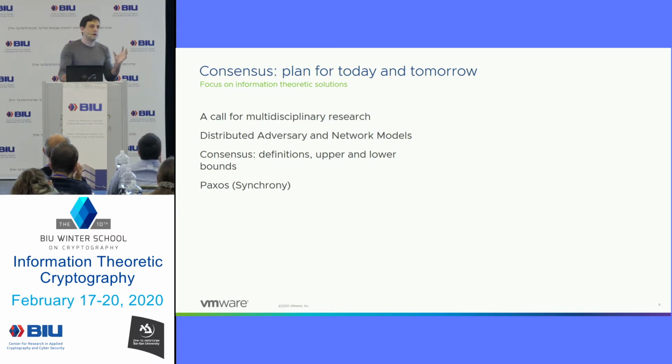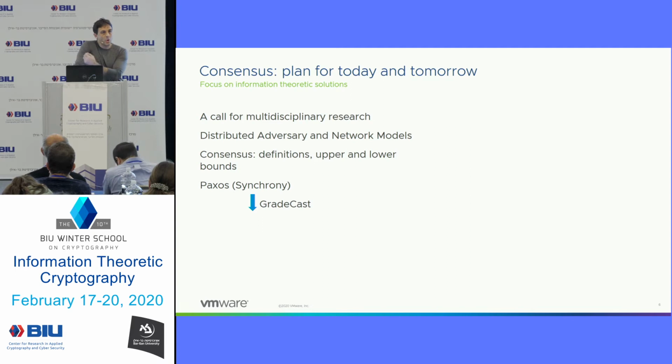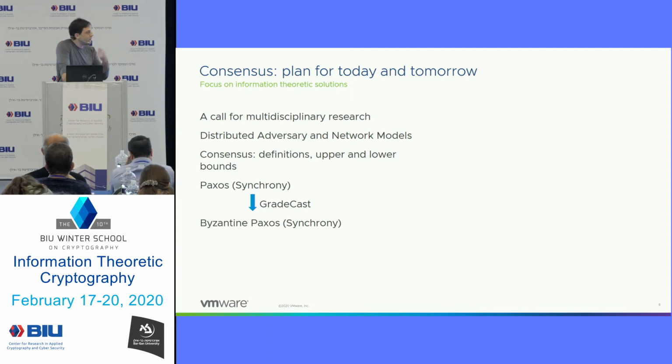And then talk about some protocols, some upper bounds. In particular, I'm going to start with this very famous protocol, which is named after a Greek island called Paxos. And this is going to be the starting point for a basic primary backup type consensus protocol. And then we're going to show how, using this gradecast approach, you can lift this into a Byzantine protocol. So this is maybe, again, related to PBFT and HotStuff and protocols like that.